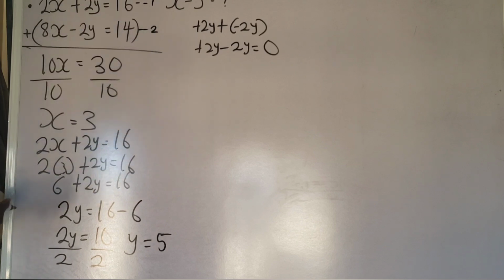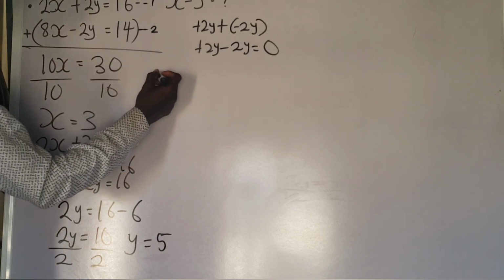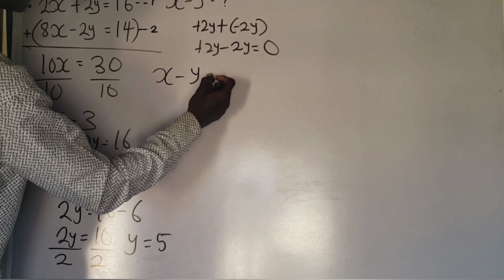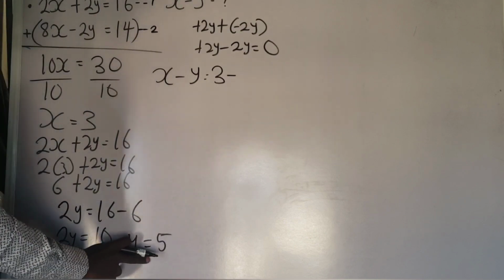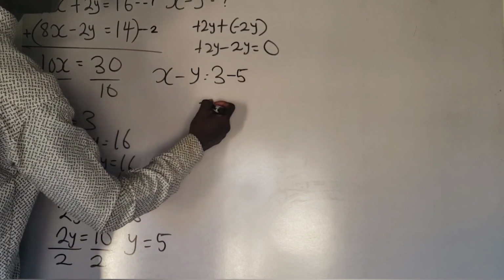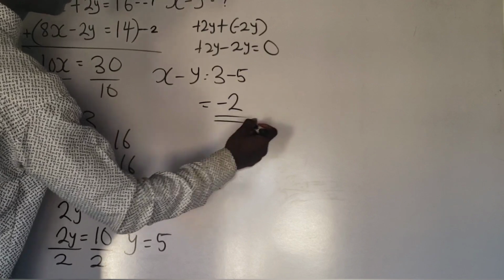Now, I can easily determine the value of x minus y. X minus y will be equal to, x is 3, so I'm going to have 3 minus y. Y is 5, so I'm going to have 3 minus 5. This is what? Negative 2. The answer is negative 2.